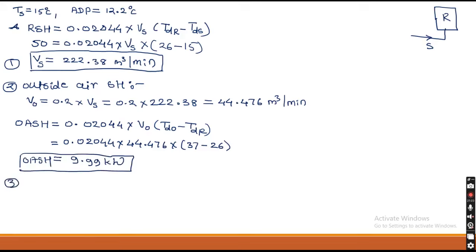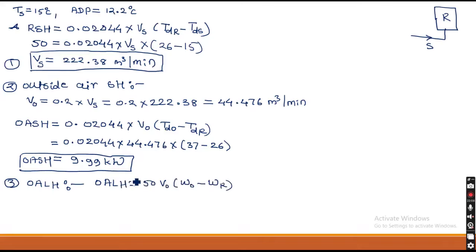Third one, outside air latent heat. This we have to calculate now. Similarly, we have a formula for outside air latent heat. So to calculate outside air latent heat, we have a formula. The formula is 50 VO, that is the outside air volume flow rate, multiplied by WO, the specific humidity of outside air, minus WR, the specific humidity of room air. So this data we need first of all.